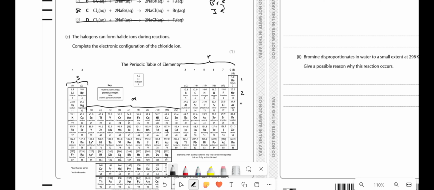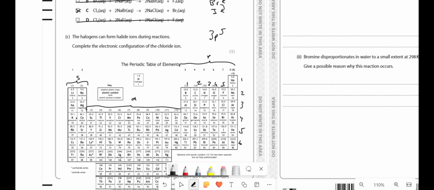So the halogens can form halide ions or in reactions complete the electronic configuration of the chloride ion. So one quick shortcut you can use is that this is the S block, remember? That's your D. It's your P block. Now this is period 1, period 2, period 3, period 4, period 5, period 6. So chlorine is here, so it's in period 3 and it's P1, 2, 3, 4, 5. So its outermost electron normally is going to be in 3p5. Right? And that trick works for literally everything.